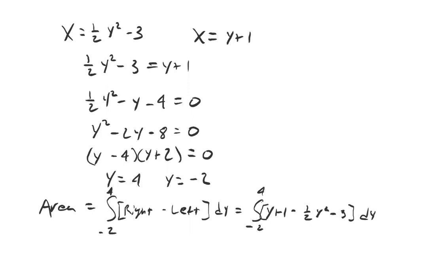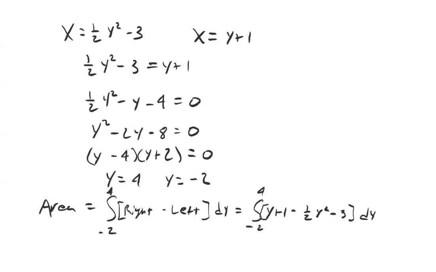All right, so I'm going to make a new page. Simplify this a little bit. So this is the integral from negative 2 to 4. So right minus left again. So we're just going to rewrite this: y plus 1 minus 1/2 y squared minus 3 dy. So double check something. Sorry, I forgot parentheses on this page.